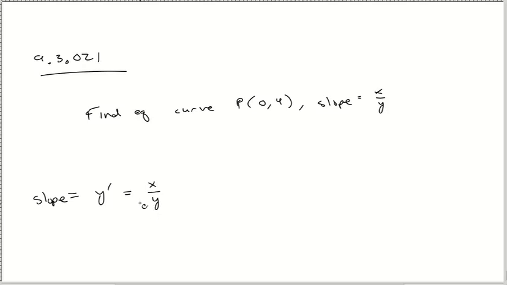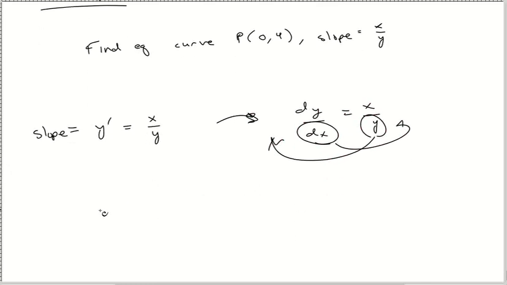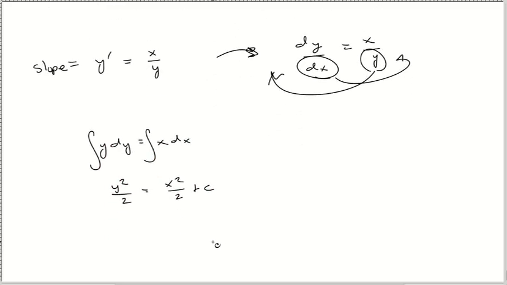So what I'm going to do here is I'm going to rewrite this in Leibniz form. So I got dy/dx is equal to x over y. I can move the x, move the y. And so now I got y dy is equal to x dx. Integrate. Y squared over 2 is equal to x squared over 2 plus c. Yep. I'm pretty much done.